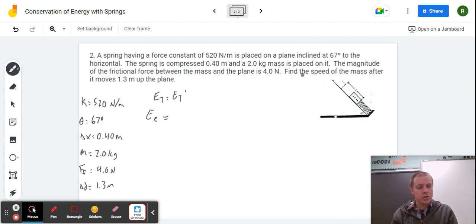As it shoots up the ramp, it's moving, so we have kinetic energy. It's at a height, so we have gravitational energy, and friction is involved, so we also have thermal energy. All of the energy stored in the spring gets transformed into these 3 types of energy.